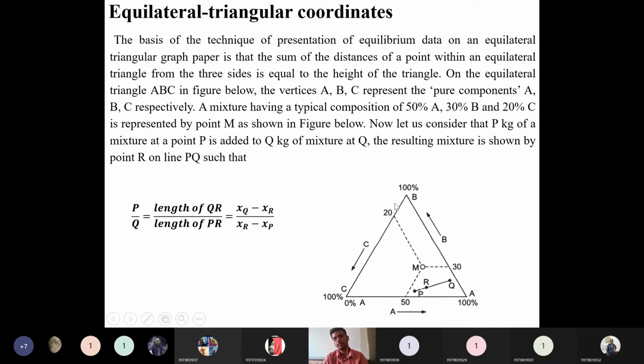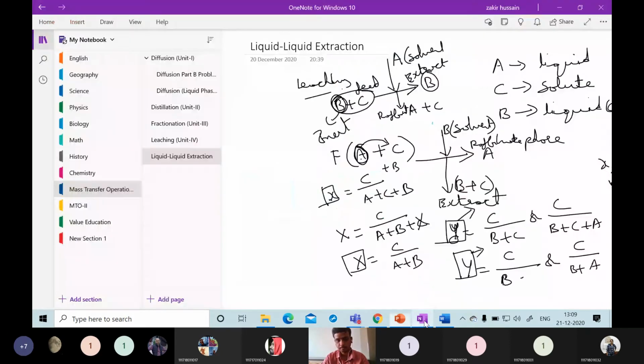So how can we relate that? If you consider there are two constituents, P and Q, and we mix them, they will reach some point somewhere; this will be R. According to the lever rule, the ratio P divided by Q is equal to the length QR divided by the length PR. This is the ratio which defines the compositions on the equilateral triangle. How it is defined, we will see in the OneNote itself.